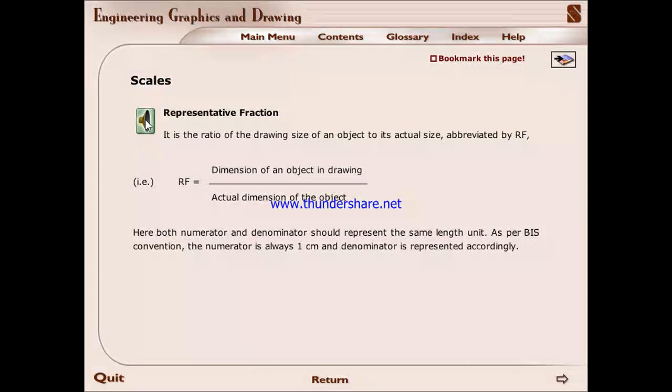Representative fraction. It is the ratio of the drawing size of an object to its actual size, abbreviated by RF. Representative fraction RF is equal to the dimension of an object in drawing divided by the actual dimension of the object. Here, both numerator and denominator should represent the same length unit. As per BIS convention, the numerator is always 1 centimeter and the denominator is represented accordingly.